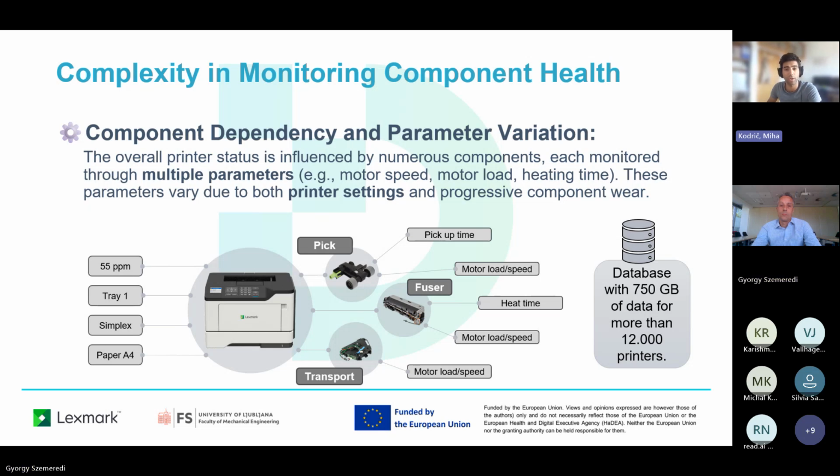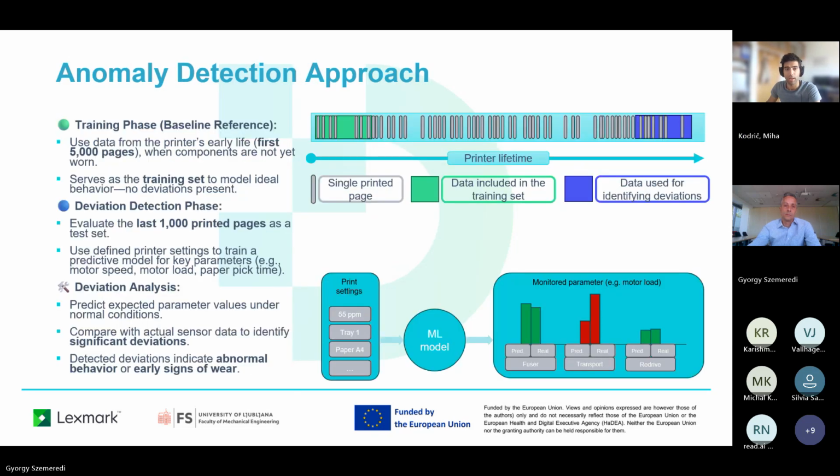So understanding which variations on the monitored values are due to the settings and which are due to some degradation, this was the key question in the scope of this project. So we analyzed more than 700 gigabytes of data, and for more than 12,000 printers. So this large data set allows us to train and validate the reliable models. And on the next slide, here we can see how we handle this complexity of this huge amount of data.